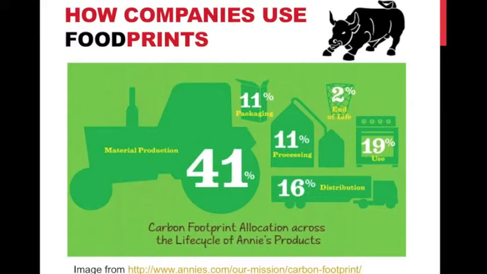Companies have also begun using food prints to assess their sustainability. As you can see from Annie's Homegrown's life cycle analysis, on-farm production causes the highest environmental impact for this company. From knowing this, they can create strategies to reduce on-farm greenhouse gas emissions.